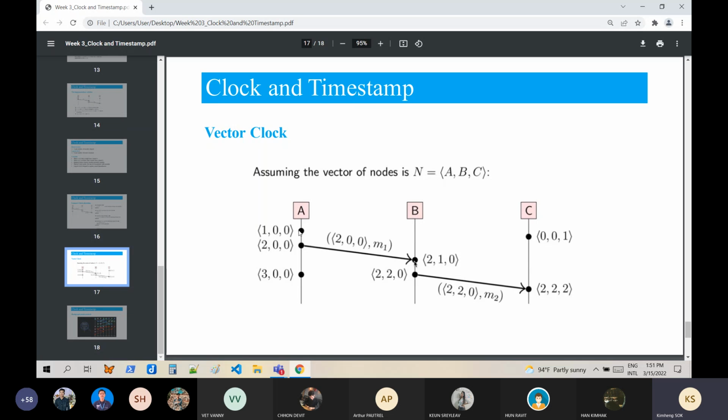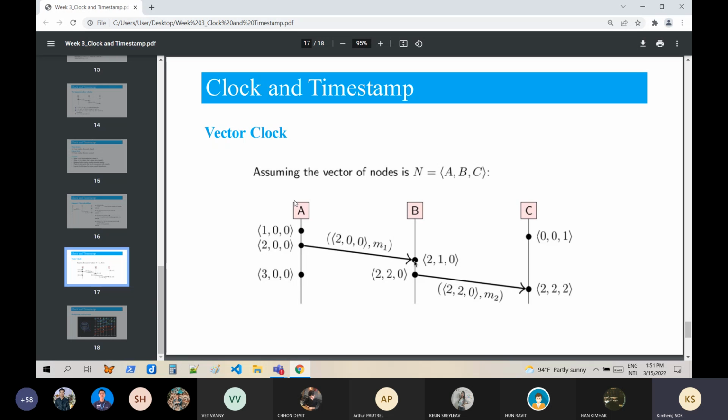Now if A has an event, we call this event 1. So A here is 1, and the others are 0, 0. Why 0, 0? Because A hasn't received events from B and C yet. Same thing here. For example, C has 1 event. We know there's no event from A yet and no event from B yet. So now there's 1 event from C itself, so we say the time is 0, 0, 1, in the form of a vector.